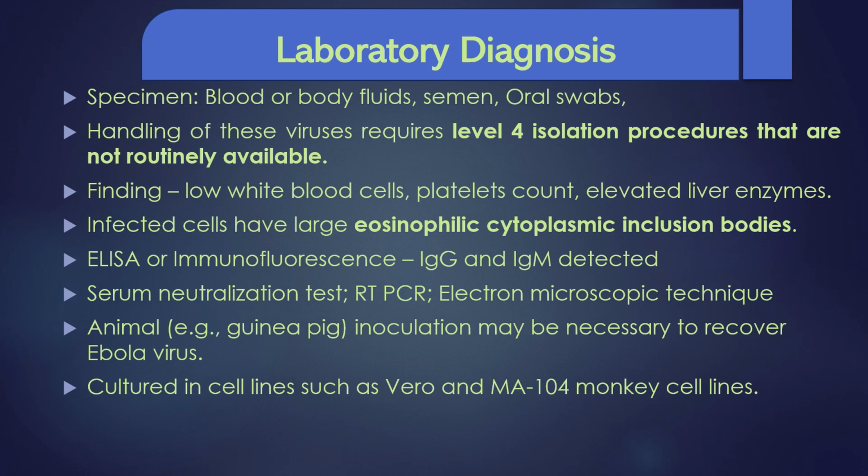The virus can be cultivated in animals by inoculating into a guinea pig, which may be necessary to recover Ebola virus. And it can also be cultured in cell lines such as Vero and MA104 monkey cell lines. And in these cell lines, we can detect the viral particles in the eosinophilic inclusion bodies.